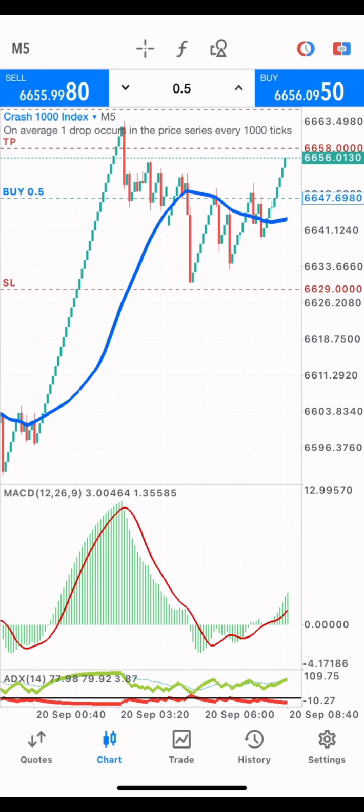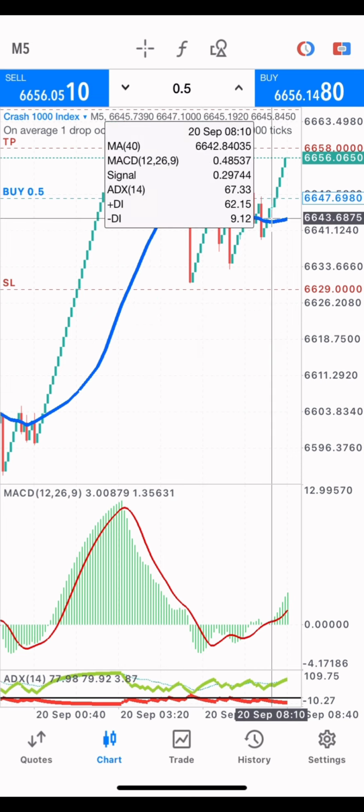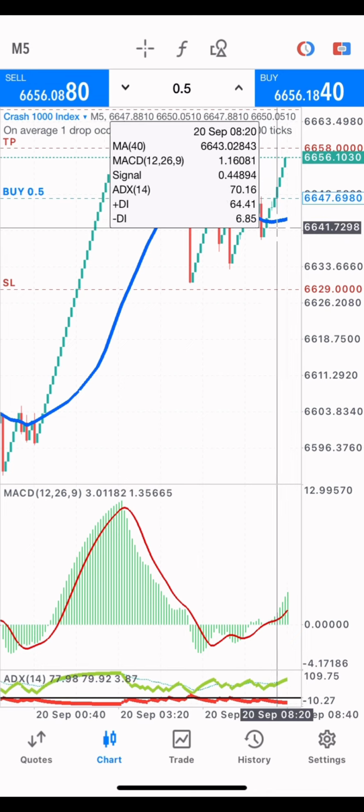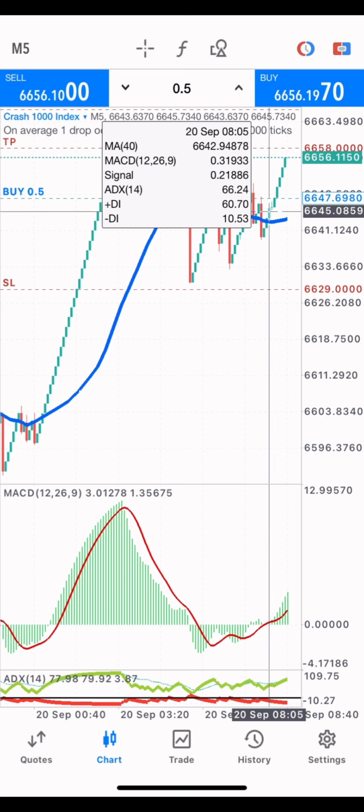If you want to buy, like now, I'm buying now, wait for the current market price to cross above the moving average on our main chart. Can you see that the candle has already crossed above the moving average at the top here? So when the market crosses above the moving average, then you are going to place your buy trade.